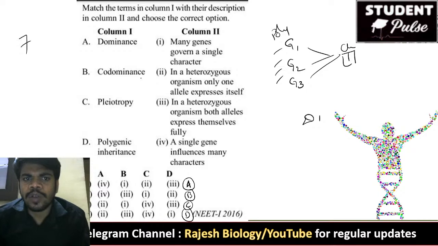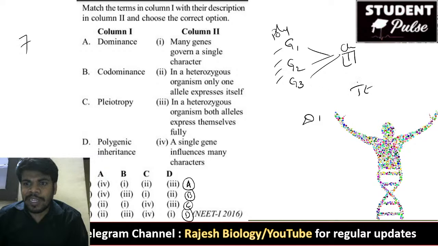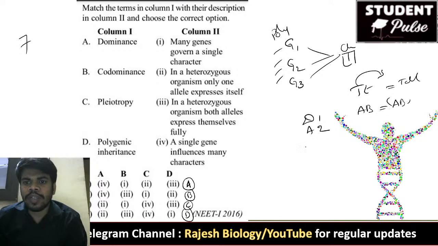Next, codominance. Codominance means what? Okay, we will move from the second option. In a heterozygous condition, only one allele is expressed itself. Only one allele expressed itself, that is called dominance. So A2. Next, in a heterozygous organism, both alleles are expressed themselves. If both are expressed, like AB blood group, that is called codominance. So B3.